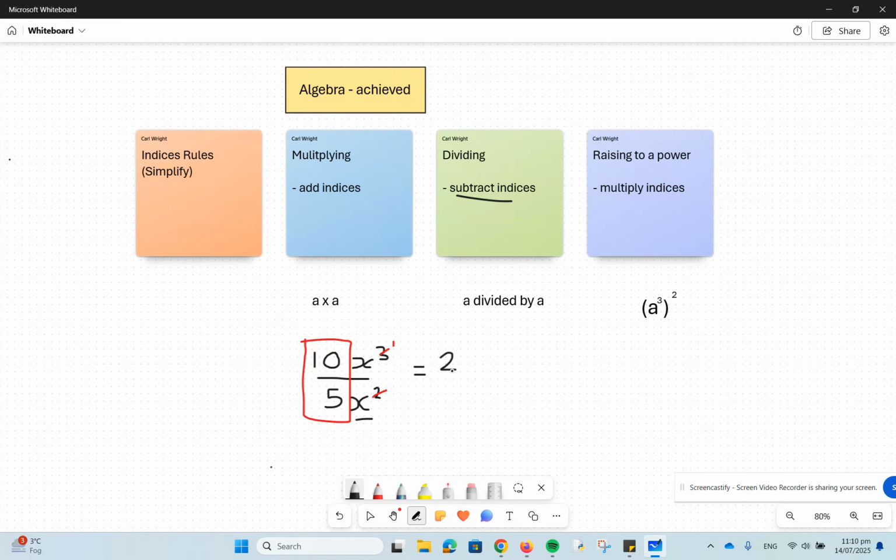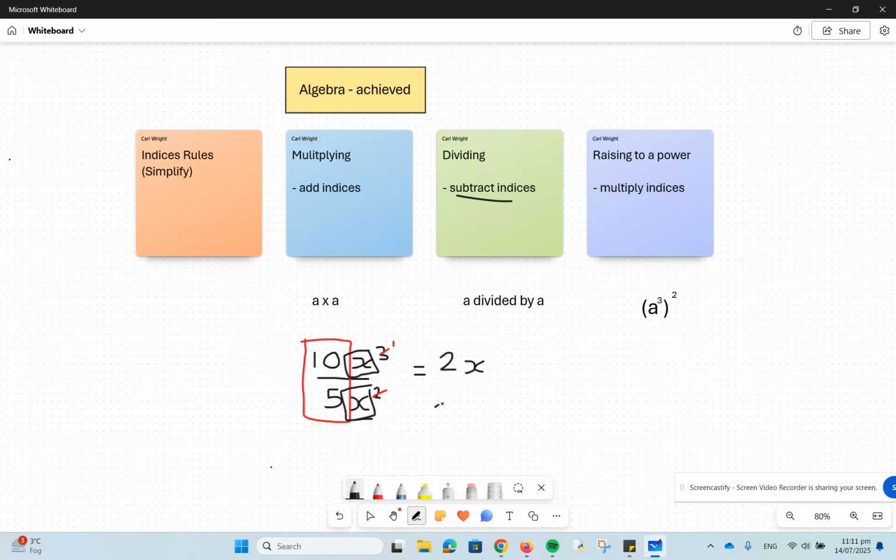So my answer is 2x over 1, which is the same as writing 2x. There it is. Easy peasy. Real easy. Okay. There's our rule number 2 done. Just subtract. If they have the same base, the same letter base, you just subtract.